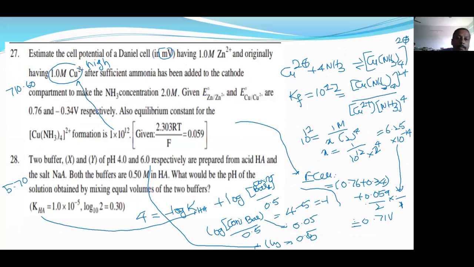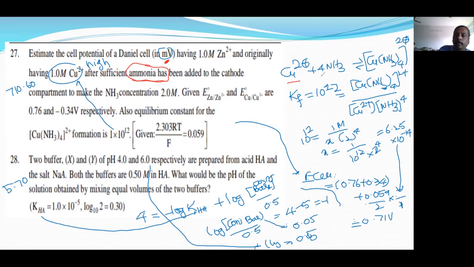Okay, estimate the cell potential of the Daniell cell in millivolts. 1 molar zinc and originally 1 molar Cu, after sufficient ammonia. This is one of the dangerous ones, I think, in the mains, advanced electrochemistry DPP. We have discussed change in conductivity due to complex formation. Here, this is the reason. Okay, here is the explanation.